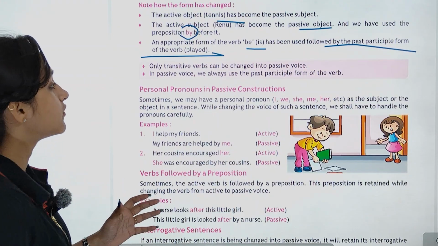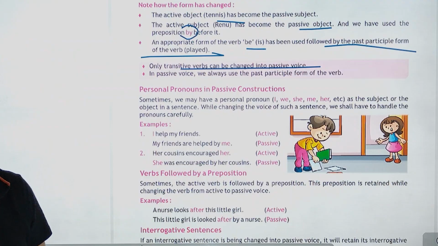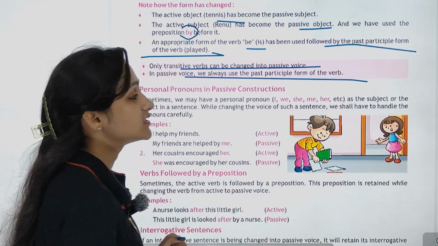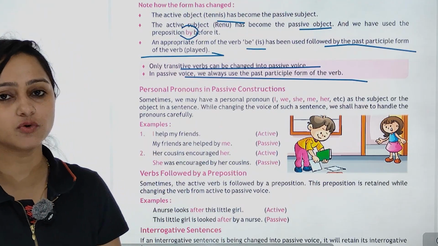Now only transitive verbs can be changed into passive voice. खाली transitive verbs change हो जाते हैं passive voice में. And in passive voice we always use the past participle form of the verb. Passive voice में क्या करते हैं, past participle form of the verb use करते हैं.